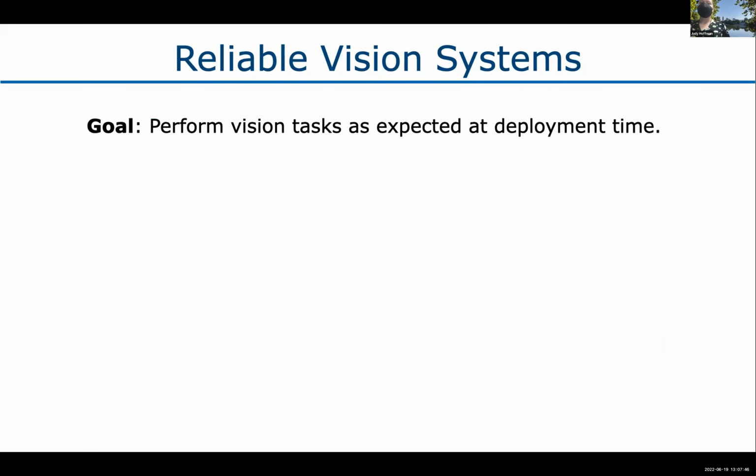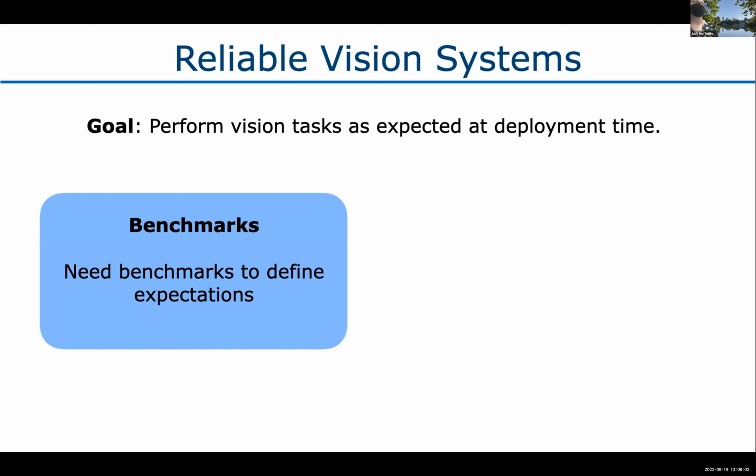So in my mind, the high level goal of a reliable or robust system is that you would like it to be able to perform the vision tasks at hand as expected at deployment time. Now that's a very vague statement. So what is it that I mean by that? Well, first off, you need to be able to even define what the expectation is. In order to specify how you expect a system to perform, you need a set of benchmarks. And of course, we have lots of benchmarks in the computer vision community, but as the focus of this workshop is on robustness, what we really need is more benchmarks and more ways of stress testing systems so that we can understand the true expectations of the performance of a system at test time, rather than the idealized version that we have today.